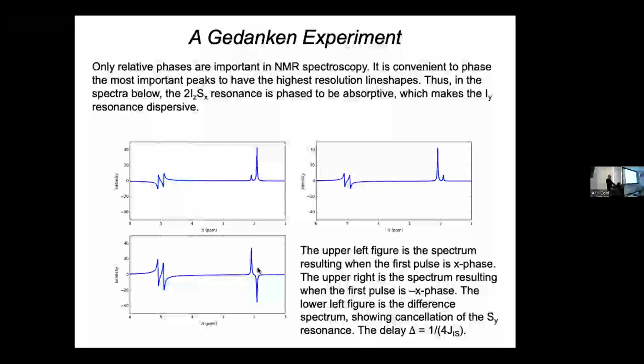And many graduate student lifetimes have been spent trying to fix this problem. We'll see next time that this is basically a COSY, and next time we'll have the double quantum filtered COSY that fixes this problem at a cost of sensitivity. And then obviously we would like to fix the problem if we could without losing sensitivity.